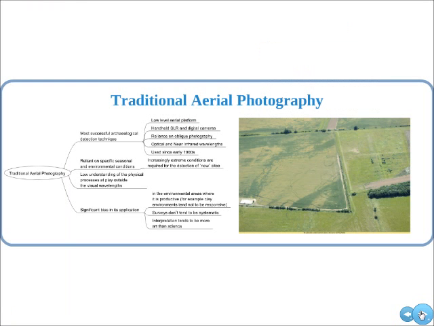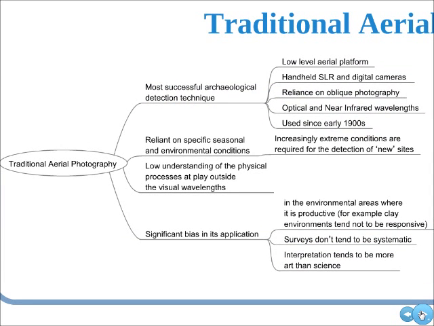Traditional aerial photography has been really the most successful detection technique. It's a low-level platform using handheld cameras, digital SLRs, traditional SLRs. There's a reliance on oblique photography, which means also that it's focusing on the optical and near-infrared wavelengths, and it's been used continuously since the early 1900s.